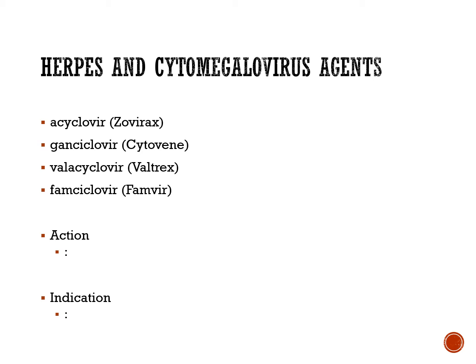Herpes and cytomegalovirus agents. Acyclovir is very common. Valacyclovir as well. Those are Zovirax and Valtrex. You've probably heard of those. They inhibit viral DNA replication, and we use these again to treat herpes, varicella zoster, and prevention of cytomegalovirus.